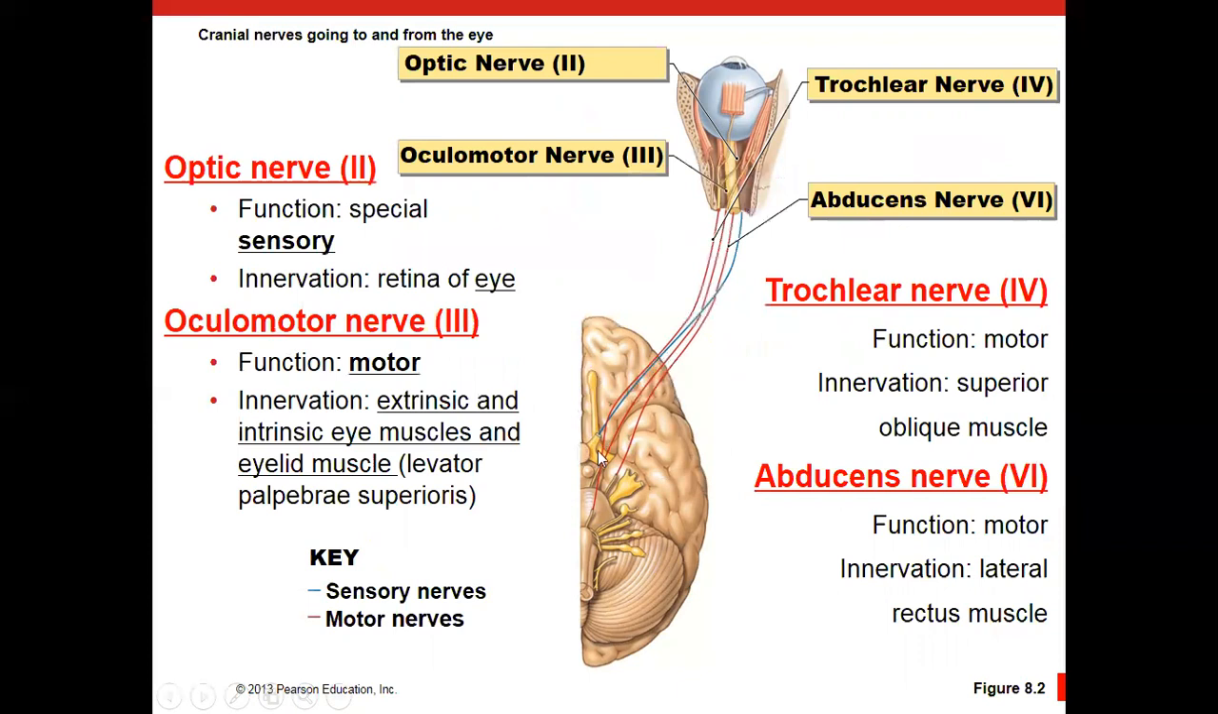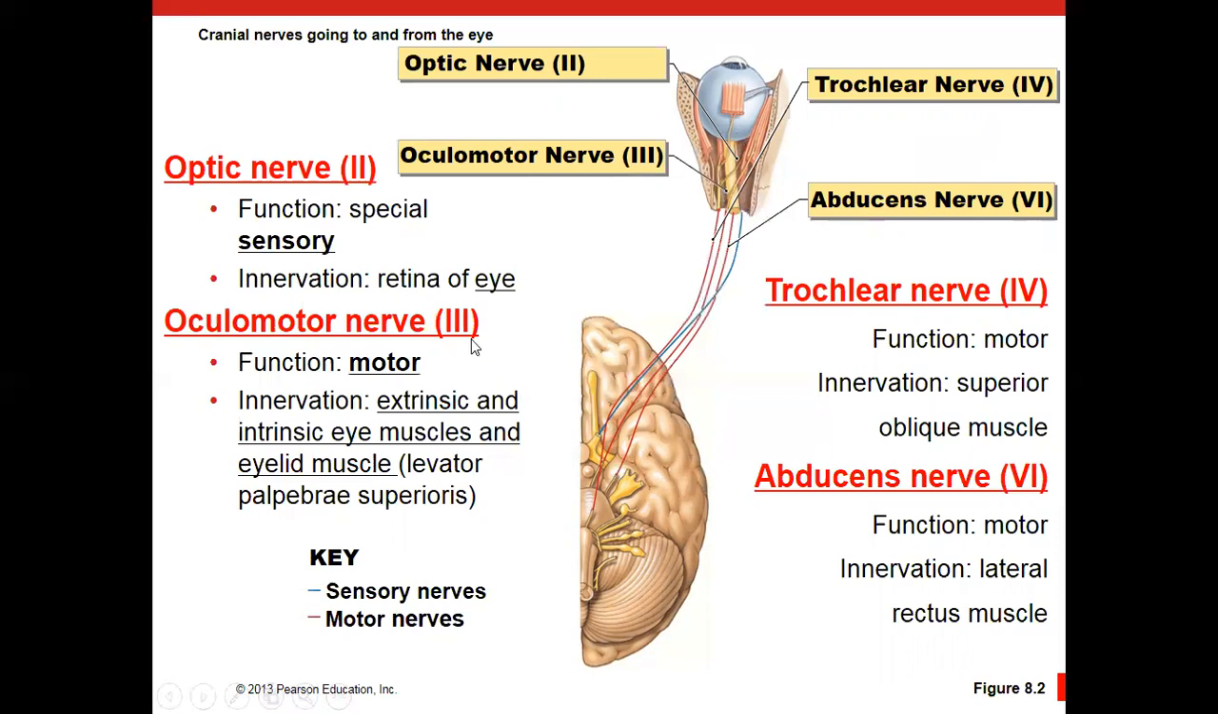So the optic nerve, right here it is, coming out of the eye, right? So the posterior side of the eyeball is the optic nerve, and then it crosses over here. So you can see there's half of an X. That's called the optic chiasm. And basically it's sensory. It's responsible for your sense of vision. So it's special sensory. And the innervation is basically the retina of the eye, which we'll talk about later.